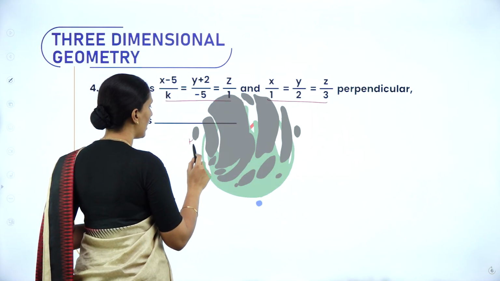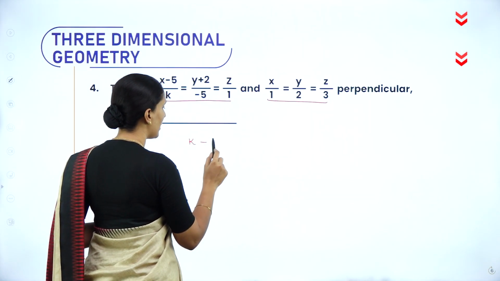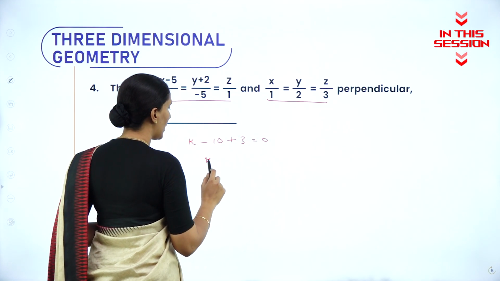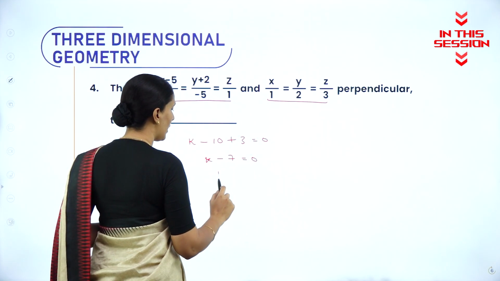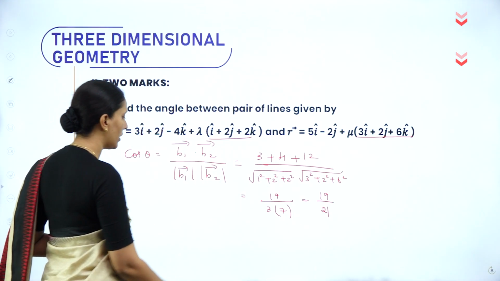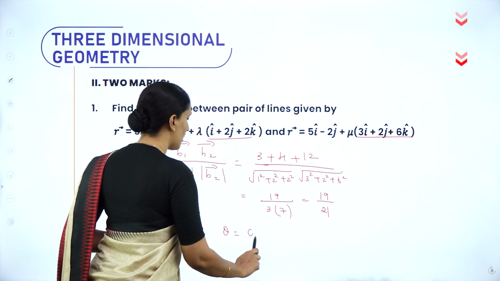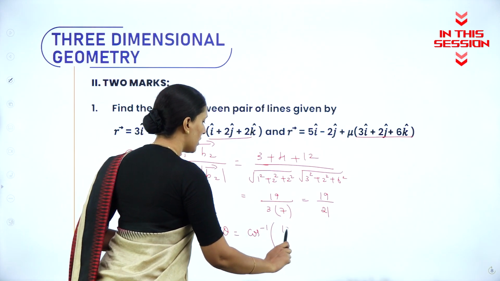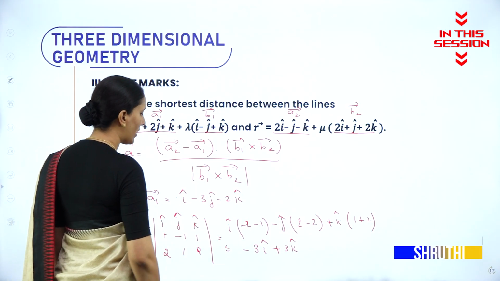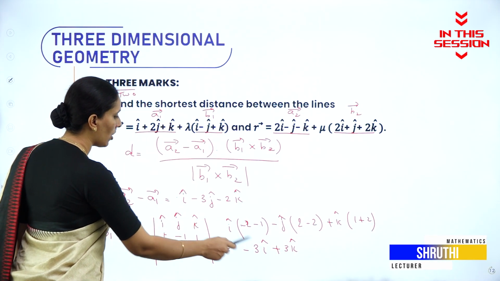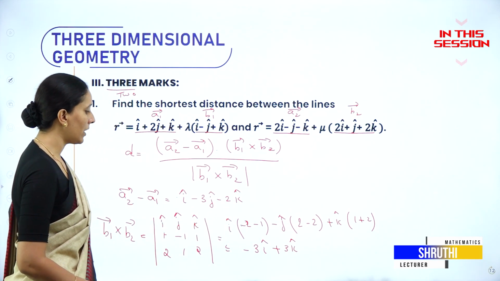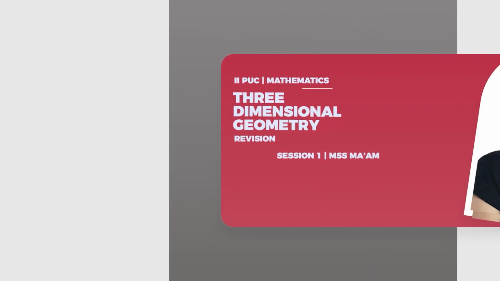k into 1, k, minus 5, 2, minus 10, 1 into 3, 3 equals 0. So we get k minus 7 is equal to 0 and hence the value of k is equal to 7. Cos theta is equal to 19 by 21 or theta is equal to cos inverse of 19 divided by 20. So minus 3 into 1 is minus 3, j component is 0, minus 2 into 3, which will be equal to minus 6.